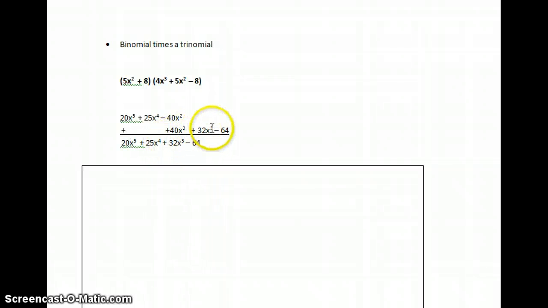Now this 32x to the third doesn't combine with anything, so I just bring it on down, and the same with the minus 64. So my answer would be 20x to the fifth plus 25x to the fourth plus 32x to the third minus 64.